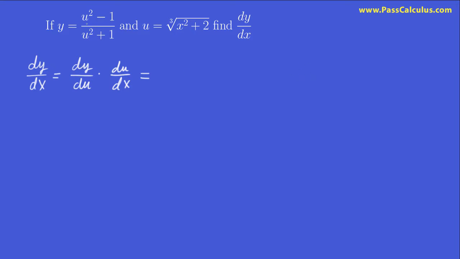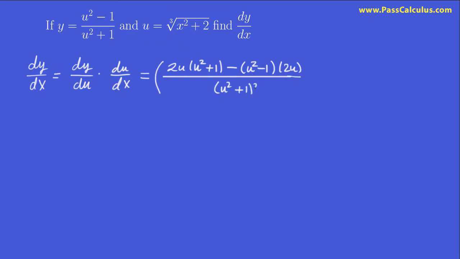To find dy du, we're going to use quotient rule. So let's set that up. The derivative of the top is 2u times the bottom left alone, minus the top left alone times the derivative of the bottom. And then we have the square of the bottom. Okay, that completes the quotient rule. That's what dy du is. Now we have to multiply by du dx. Well, let's do that over here.